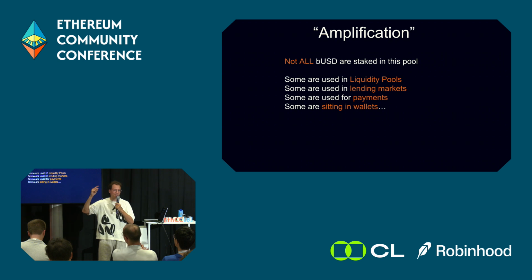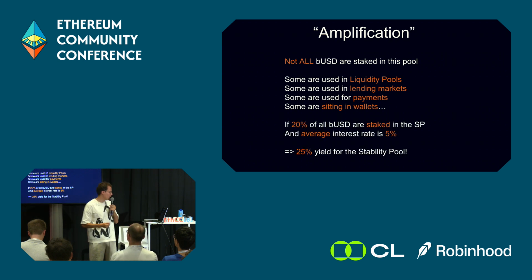And so since not everything is in the stability pool, if you only have like, say, 20% of all BitUSD existing that's staked in the stability pool, and the average interest rate of the protocol is 5%, then the yield you're getting from depositing in the stability pool is actually 25%, right? So by having 5% interest average, you're actually getting 25%, which is huge. So that's a neat feature of the stability pool.